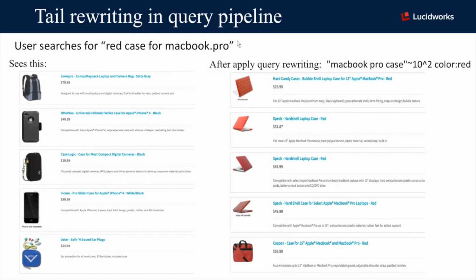And what you can see here, if we do not do query rewriting in this pipeline, you get the result on the left. The reason you don't have real MacBook Pro cases is because all these things on the left have the words case for. And also the MacBook Pro, the special character is not treated. But after rewriting, you get the most relevant results with all the red MacBook Pro cases boosted on the top.